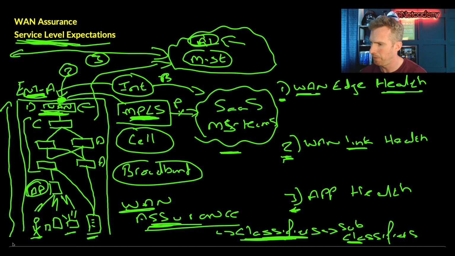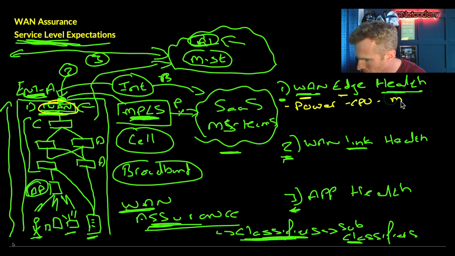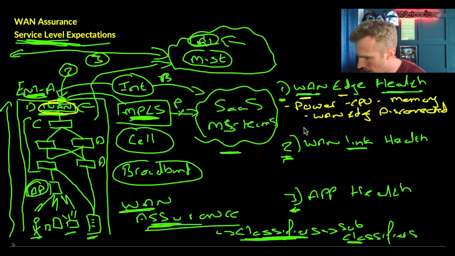And let's take that a step further. So if we look at the WAN edge health here, this is obviously looking at that WAN router itself. What is it like? Is it okay? Is it healthy? And the classifiers for this are power, CPU, memory. There's a big one called WAN edge disconnected. And the last one is temperature.